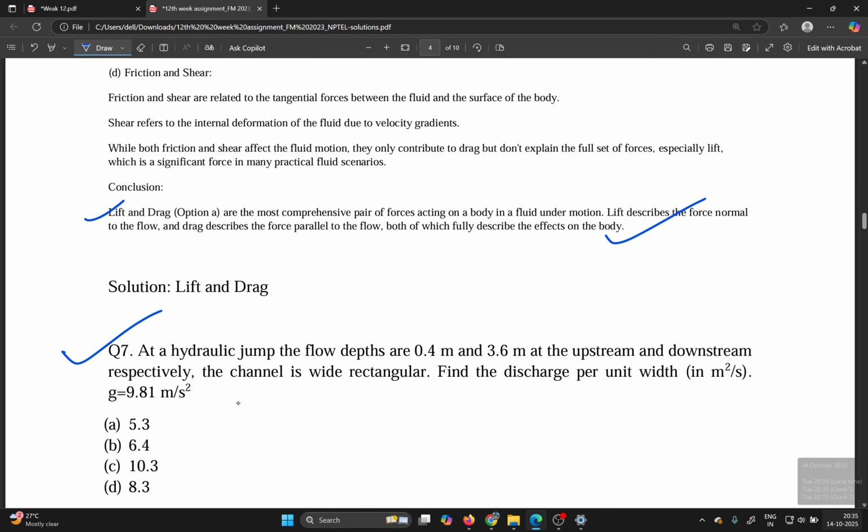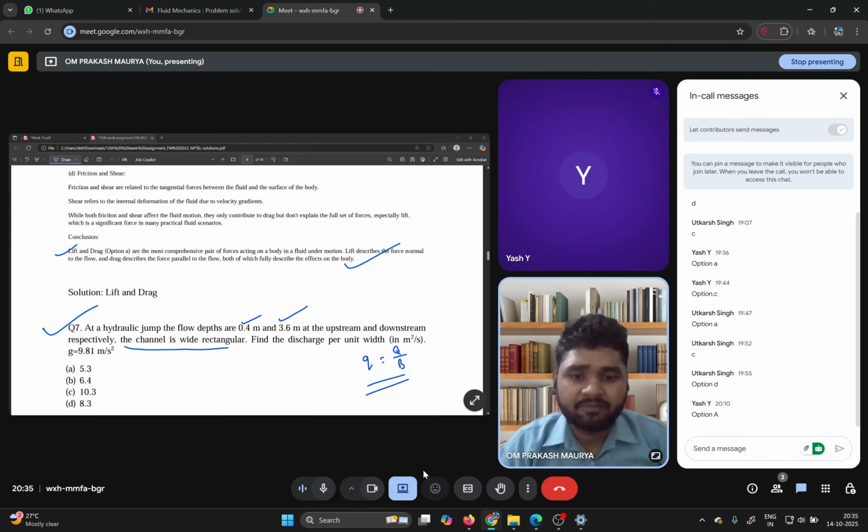Question number 7. A hydraulic jump has flow depths of 0.4 meter and 3.6 meter at the upstream and the downstream respectively. The channel is wide rectangular. Remember, here also the condition is given: wide rectangular. Find the discharge per unit width. Here you need to calculate the small q, which is defined as discharge per unit width. You have the data like that. For this question, I'll give you 5 minutes. So within 5 minutes, please just try to calculate.